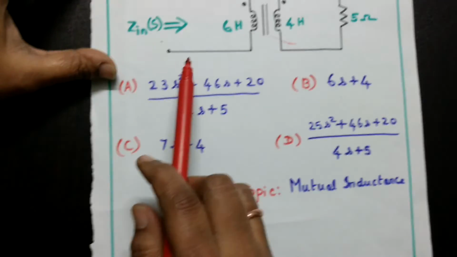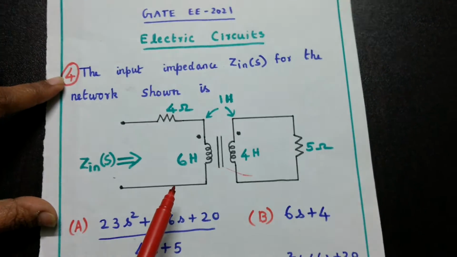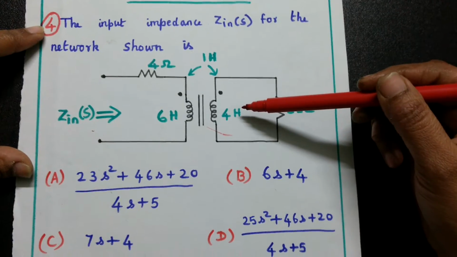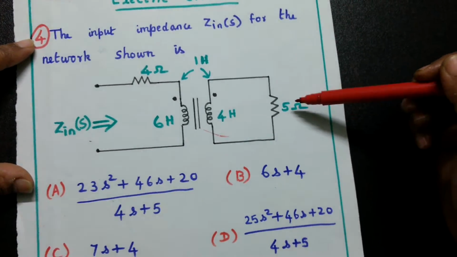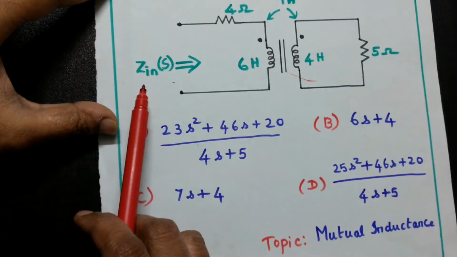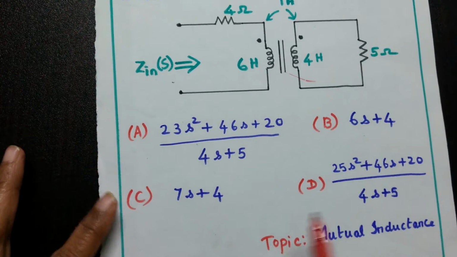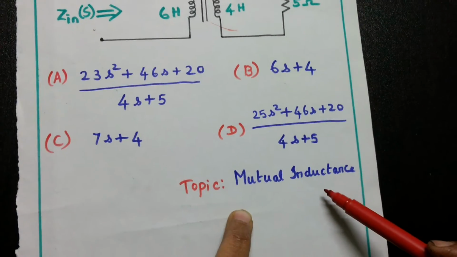In this coupled circuit, at the primary side 4 ohms resistance is given and 6 Henry self-inductance is given. At the secondary side 4 Henry self-inductance is given, 1 Henry mutual inductance, and 5 ohms is the resistance at the secondary side. They asked the input impedance in the S domain, that is represented as Zin(s). 4 options are given. This question is given under the topic mutual inductance.